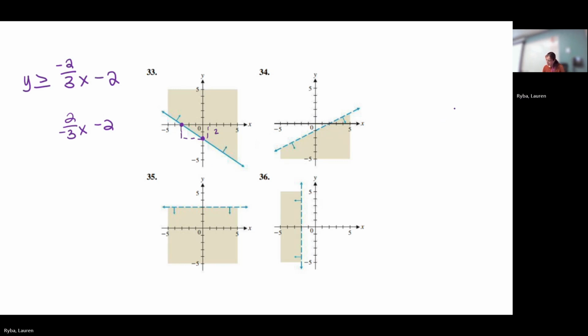All right, 34. We can see we cross perfectly at -1 on the y and 2 on the x. So we're going to start with y. We have a dashed line shaded below. What's the symbol? Less than. All right, so my slope from left to right, I go up 1, right 2, 1/2 x. And our y-intercept is -1. So y is less than 1/2 x minus 1.